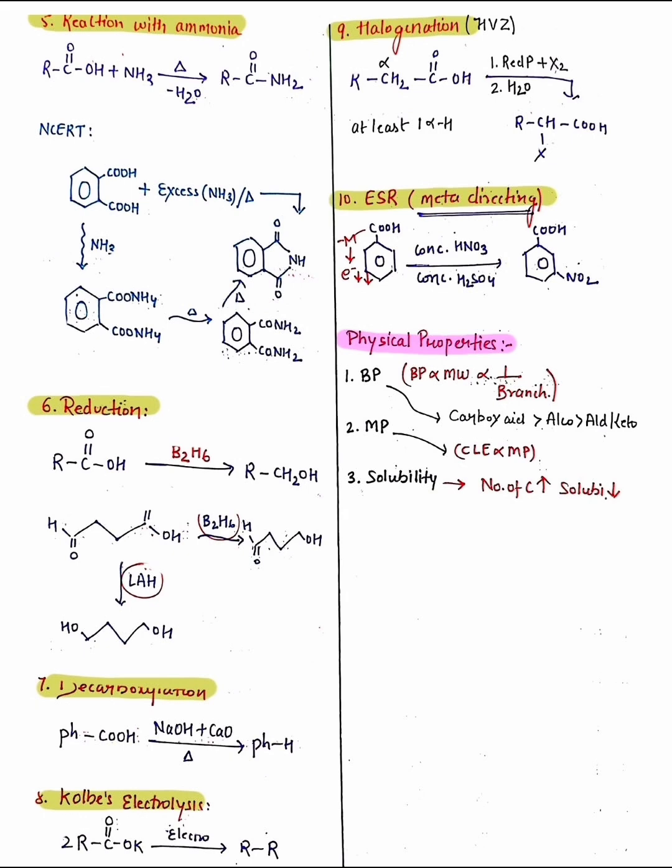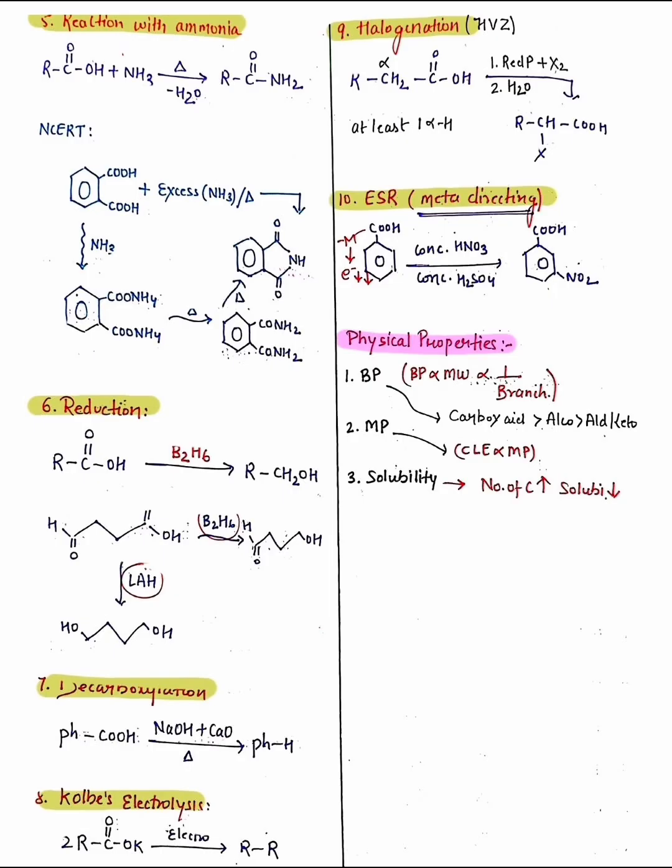When benzoic acid undergoes nitration in presence of nitrating mixture like concentrated HNO3 and concentrated H2SO4, it gives meta-nitrobenzoic acid as a major product. As the carboxylic acid, that is COOH functional group, is meta-directing, it forms the meta product as major in quantity.